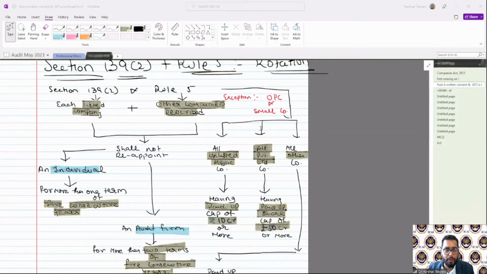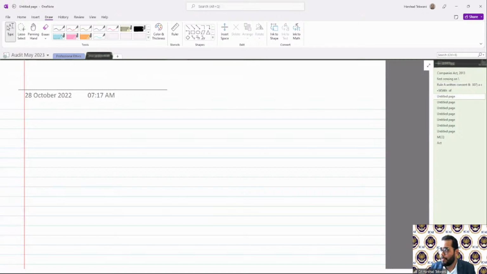Now this was my subsequent appointment. Now there is one more thing that we need to discuss. That is the casual vacancy: when there is a casual vacancy, how the auditor is appointed.